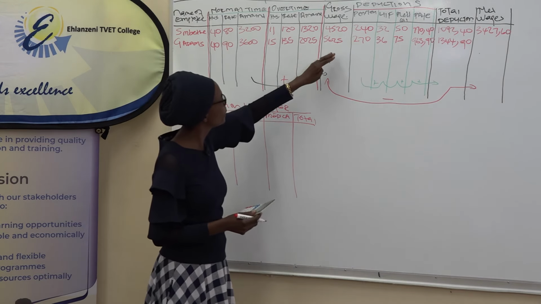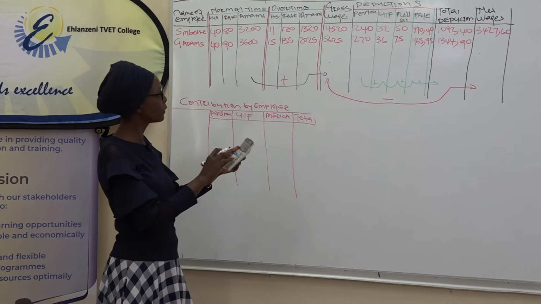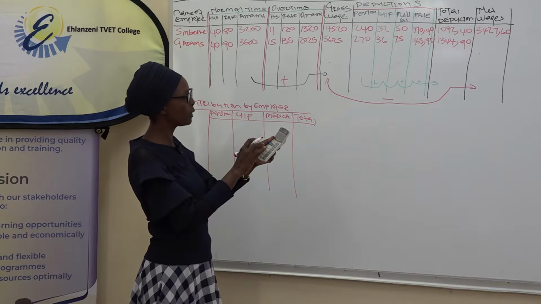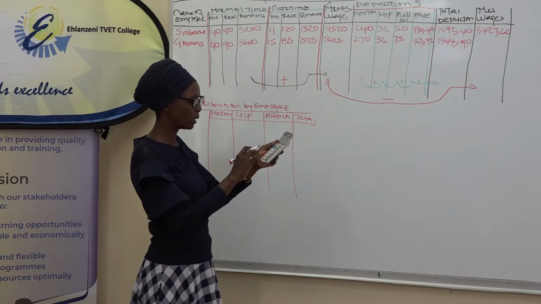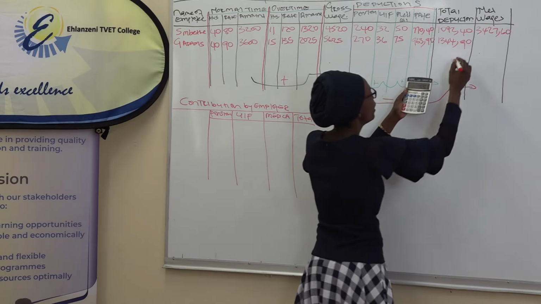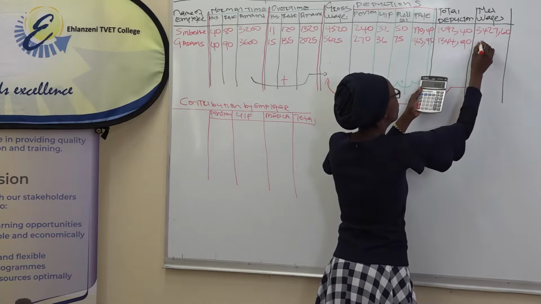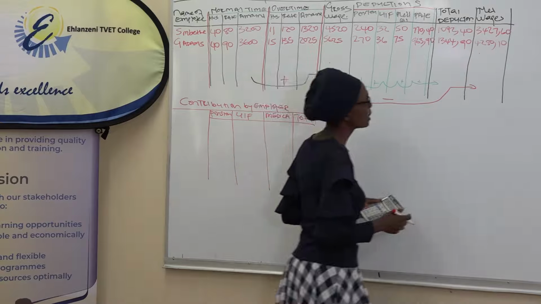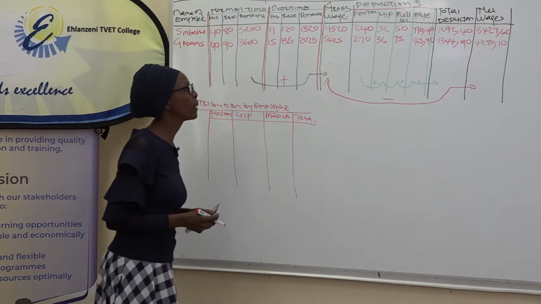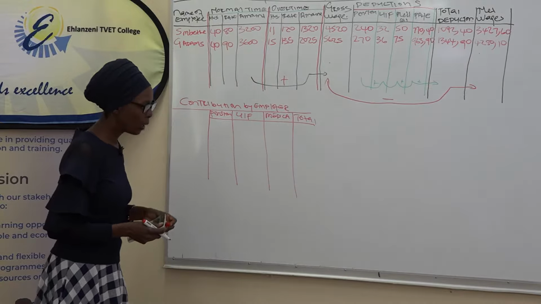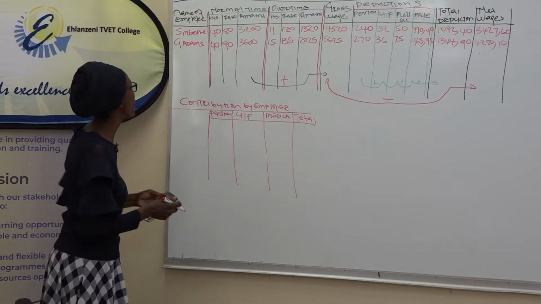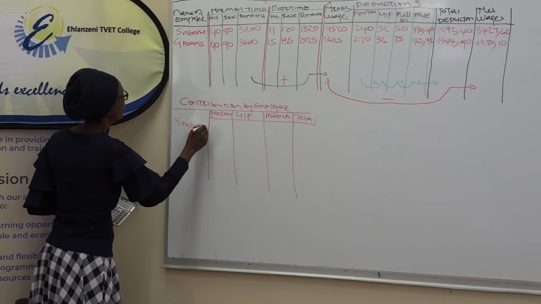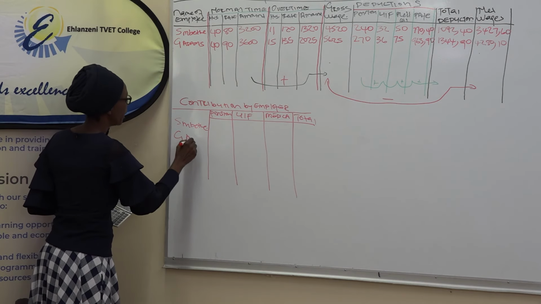Okay, the second one, the gross wage is 5625 minus total deduction of 1344.90. The net wage is 4280.10. This is the net wage for that particular employee. Okay, let's go to the contribution by employer: pension, UIF, medical aid, and others.